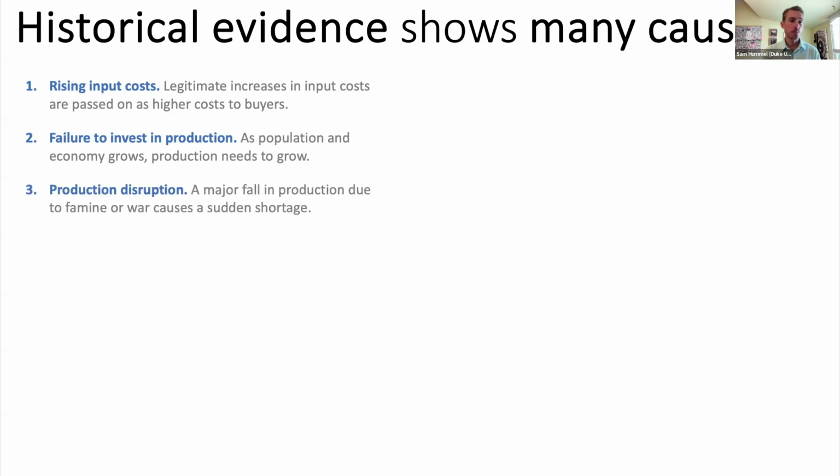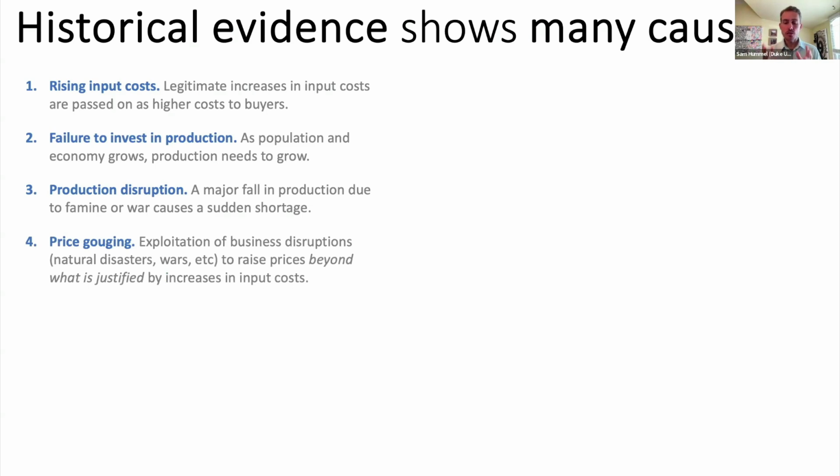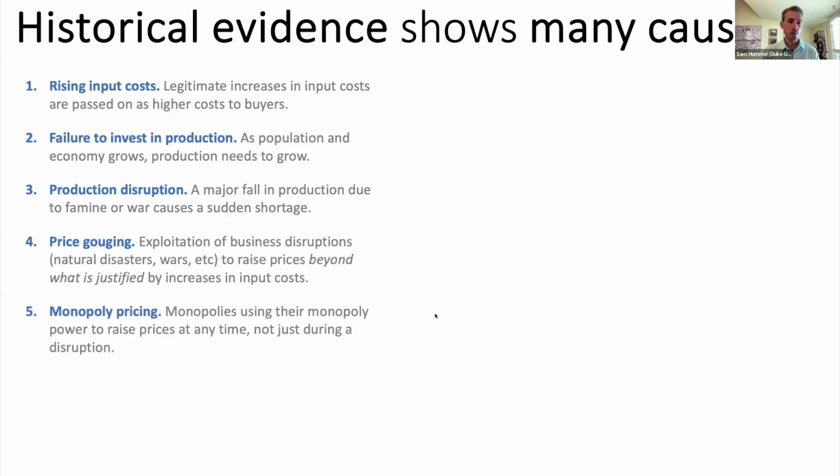Another one is the failure to invest in production, right? This is the idea as population and economy grows, production needs to grow. If it doesn't, you start to have scarcity, and you can have product prices becoming dear. Another one is production disruption. So there's a major fall in production due to a famine or war or something like that, and during that time prices go up because of that shortage. But really, that doesn't necessarily have to happen, even in natural disasters, because really it's a result of price gouging. And there are many examples of countries actually for various reasons, and not just countries, but religions and other groups, really putting a foot down on price gouging, especially in the cases of natural disasters or wars, as being unethical.